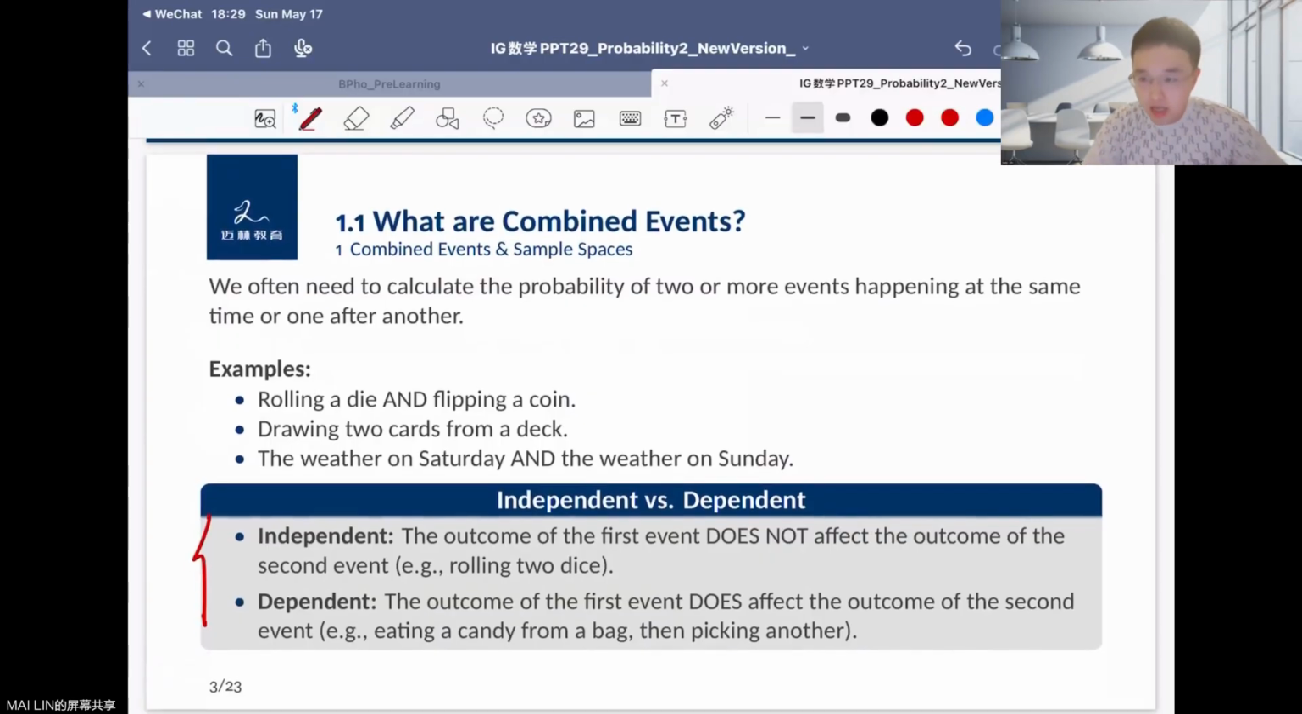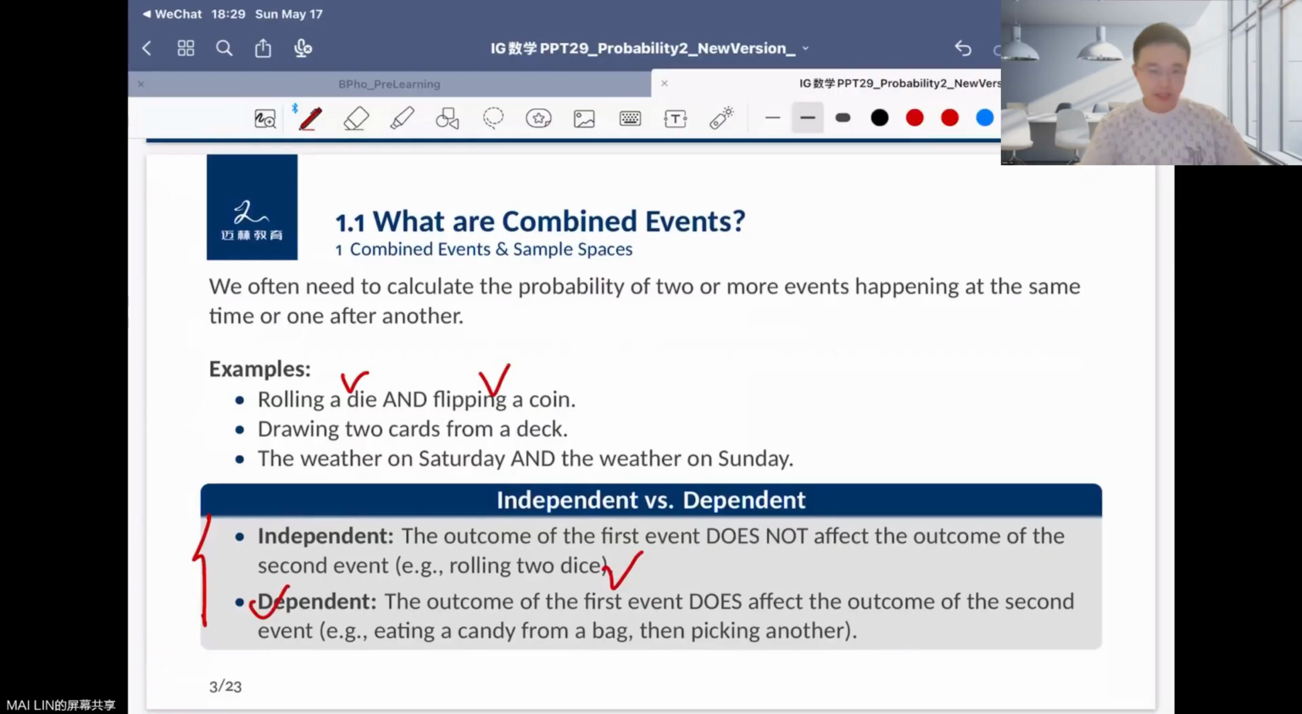Independent means that the two events have no relationship with each other. Here you can find rolling a die and flipping a coin. They're very different from each other, right? So we can say they're independent events. Or here I also give the example of rolling two dice together. This is also an independent event because when you roll a dice, the number on it has no relationship with the other dice's reading.